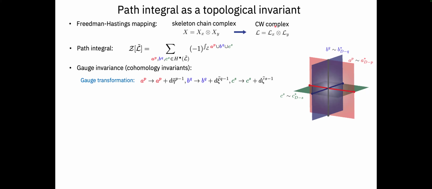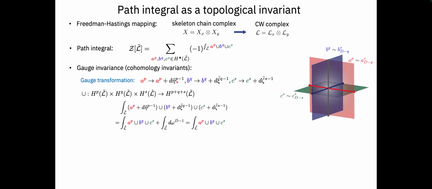You can see that this path integral is actually a topological invariant. First, it's a cohomology invariant, or equivalently gauge invariant, in that if you add any coboundaries, it will not change the path integral invariant. So basically, you get some extra terms, which is also a coboundary. And then to show it is zero, you basically use the Stokes theorem.